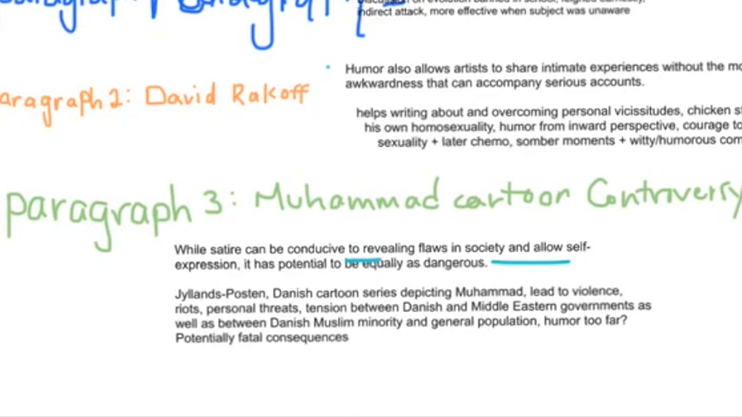I discuss this, I don't really know how to pronounce the name, but this Danish cartoon series in this newspaper, it depicted Muhammad, and it didn't just lead to threats to the artist and to the paper, but it led to violence and riots and threats and tension between governments. And so I consider in this last body paragraph the fact that humor may have a point at which it goes too far, and it has potentially fatal consequences, that people could die because of this, and at that point satire or humor, that is just as dangerous.